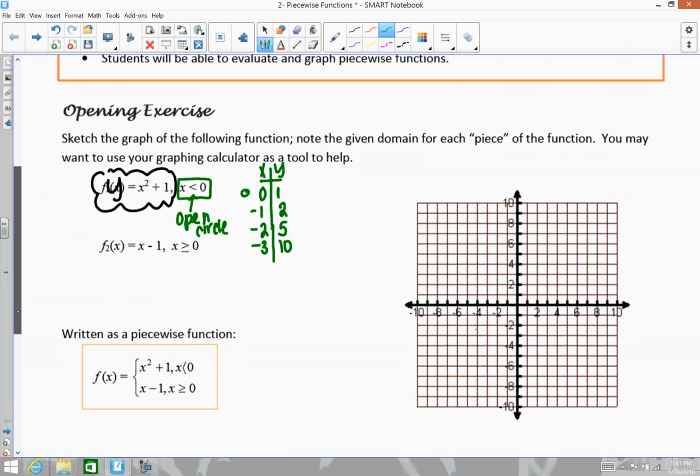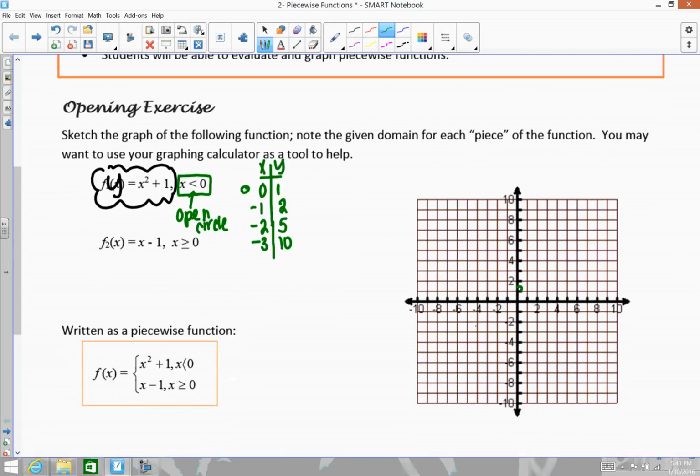So I'm going to go ahead and plot these points. So 0, 1, notice it's going to be an open circle. Then I have -1, 2, -2, 5, -3, 10. And remember, this has an x squared in it, so I know it should look like part of a parabola, which it does. It looks like the left-hand side of a parabola.